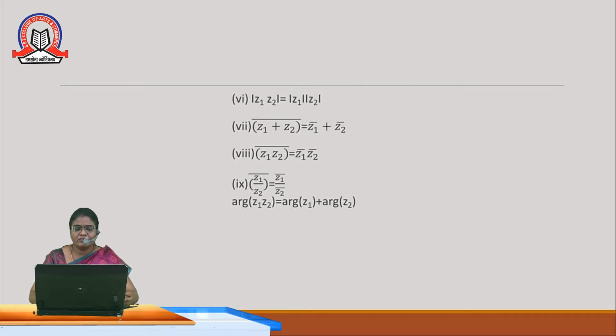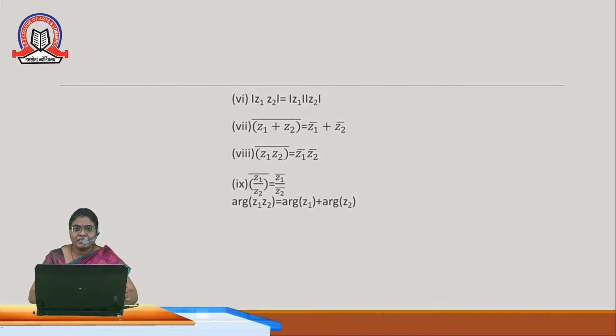which is equal to root of x square plus y square. Next property: if we take one complex number z1 and another complex number z2, multiply them and take the modulus, we get modulus of z1 z2 equal to modulus of z1 into modulus of z2. If we add these two complex numbers and take the conjugate, we get z1 conjugate plus z2 conjugate.